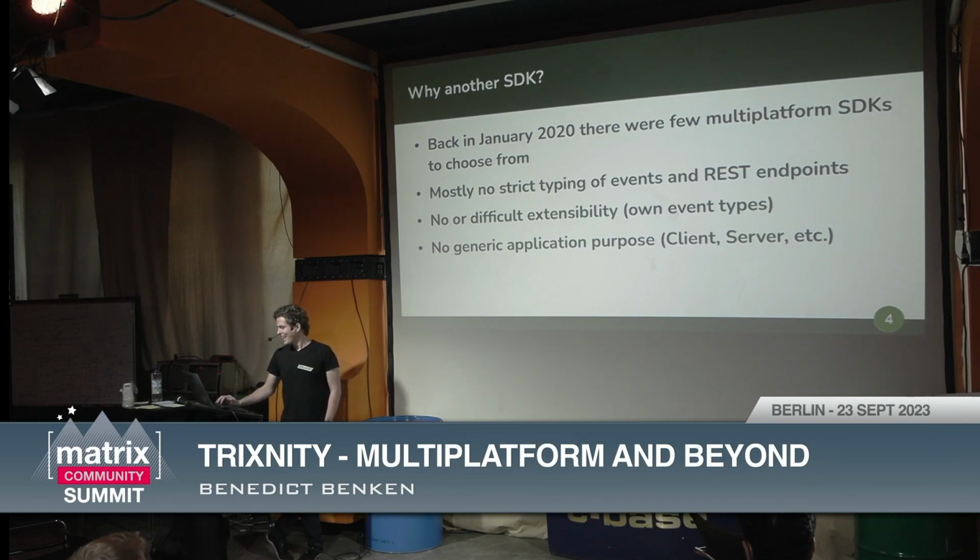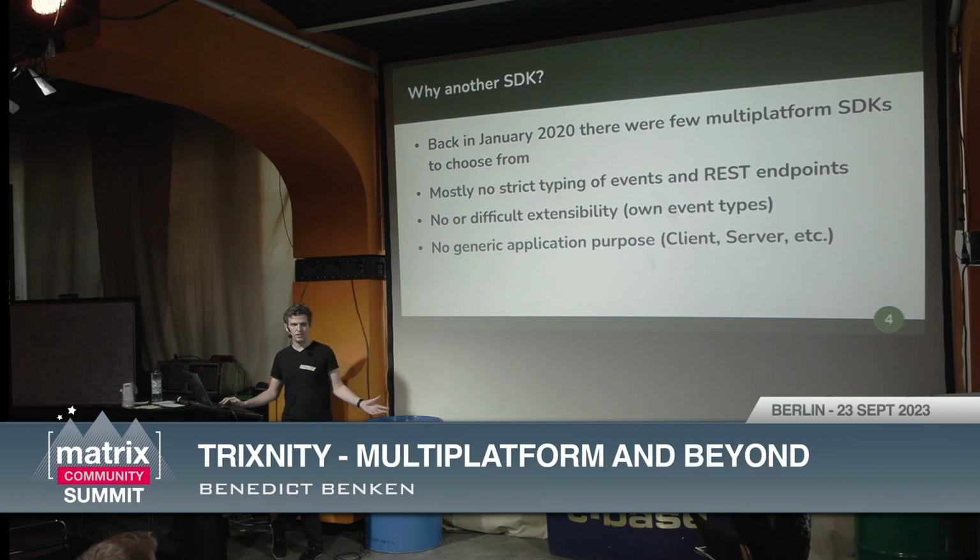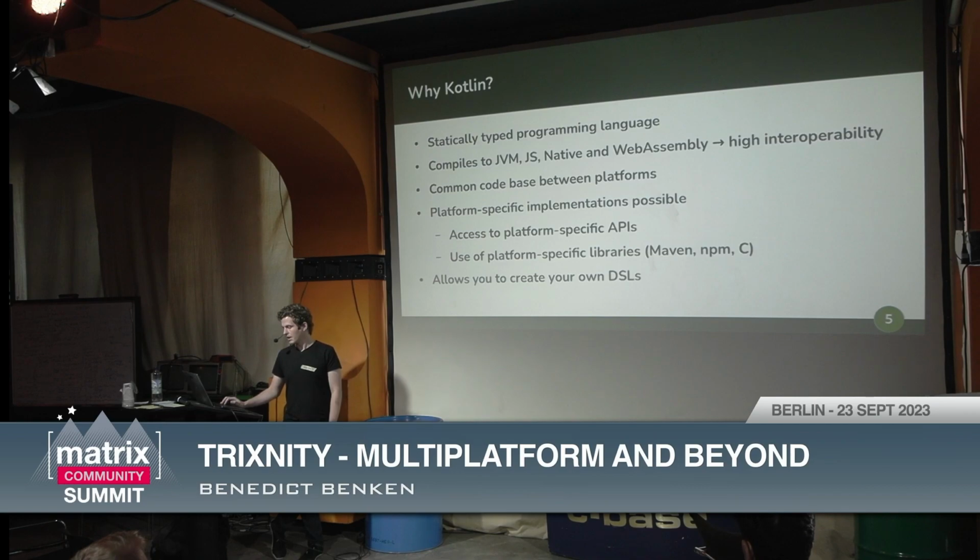And the extensibility is difficult. So if you want to have custom events and you also want them typed, then you have got problems. And every SDK has a unique purpose, one for client development, one for server development, one for bot development, and so on. And I wanted to have one SDK for everything, so you can build on Matrix with one tool and not with 3 different tools. And why Kotlin?